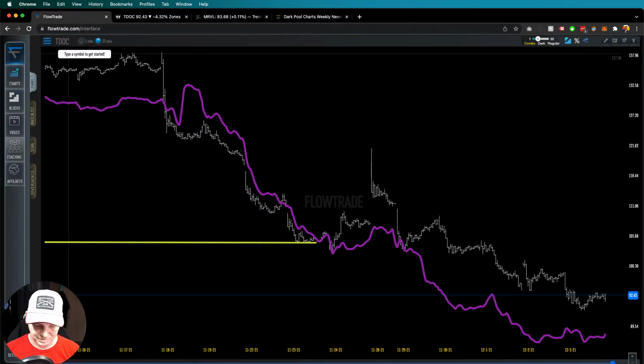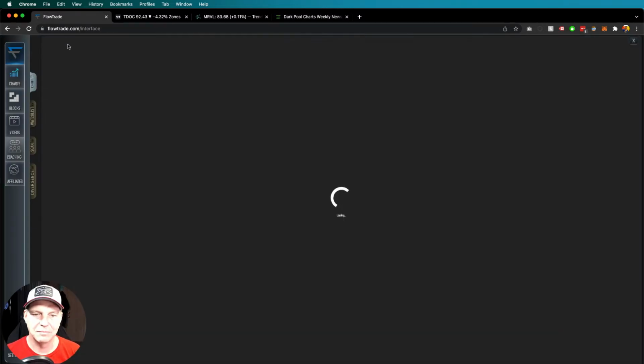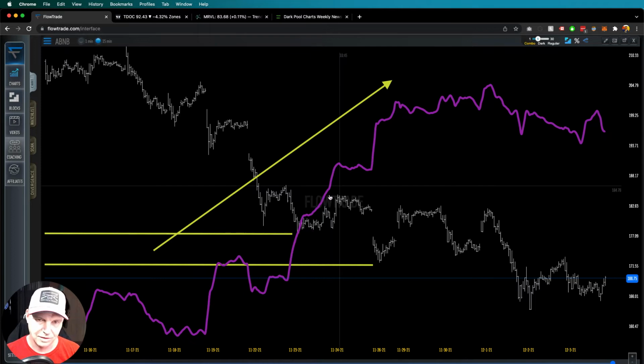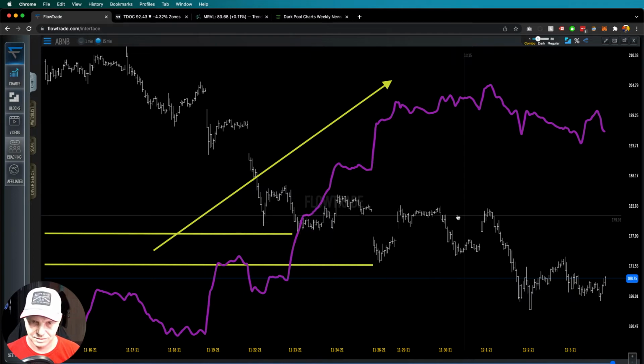Let's see what Airbnb did. Again, Airbnb has some divergence that may need to play out, right? So we were looking at this divergence playing out here. We initially got the initial pop, right? This W reversal. This is what we counted. After that, a little bit of a sell-off.